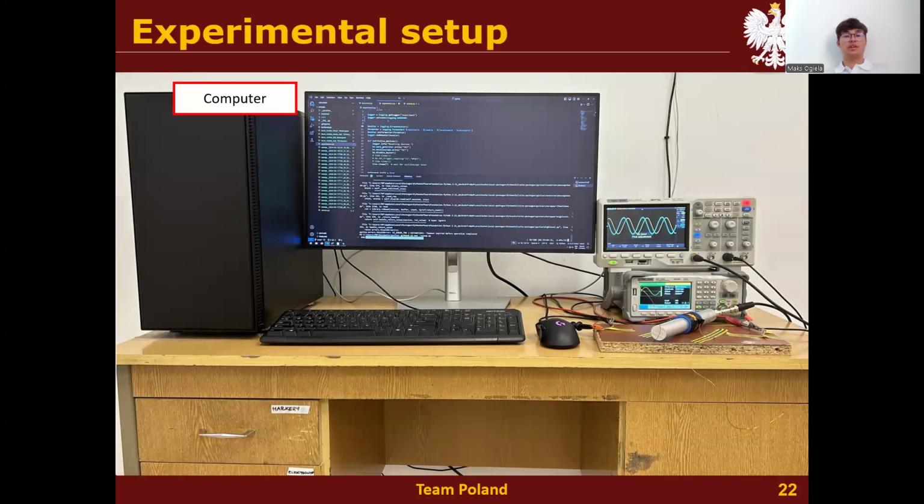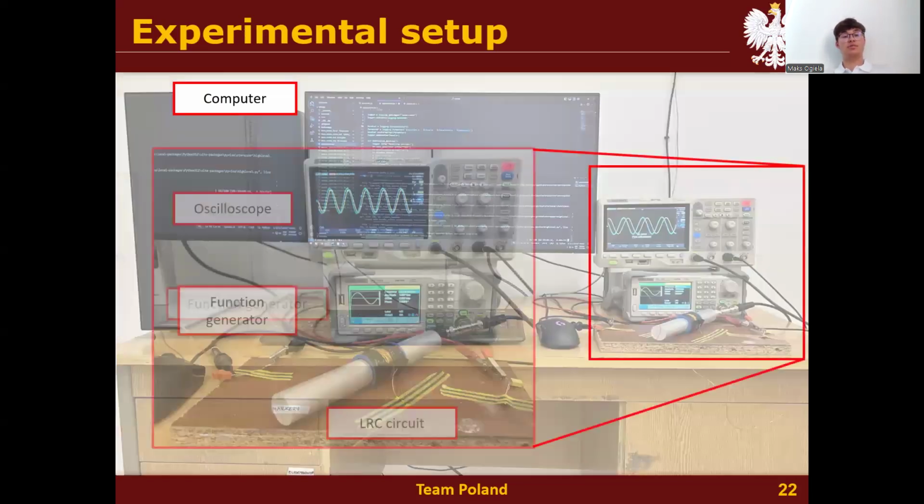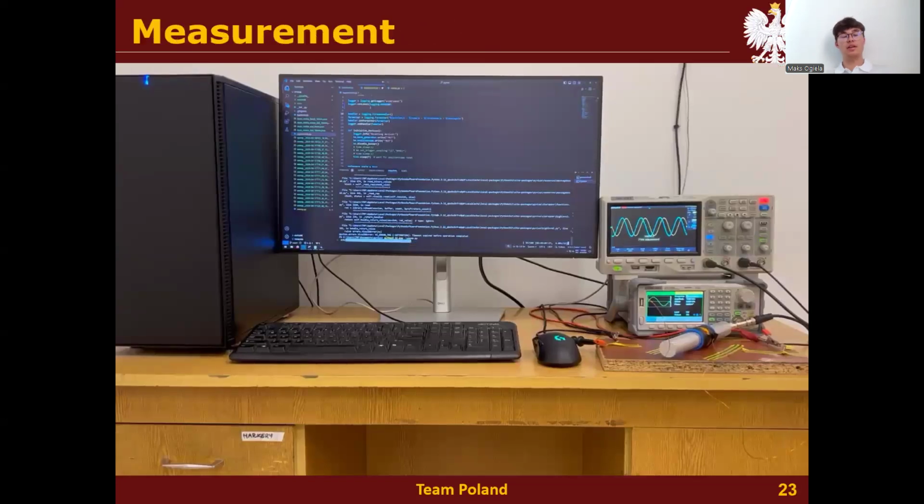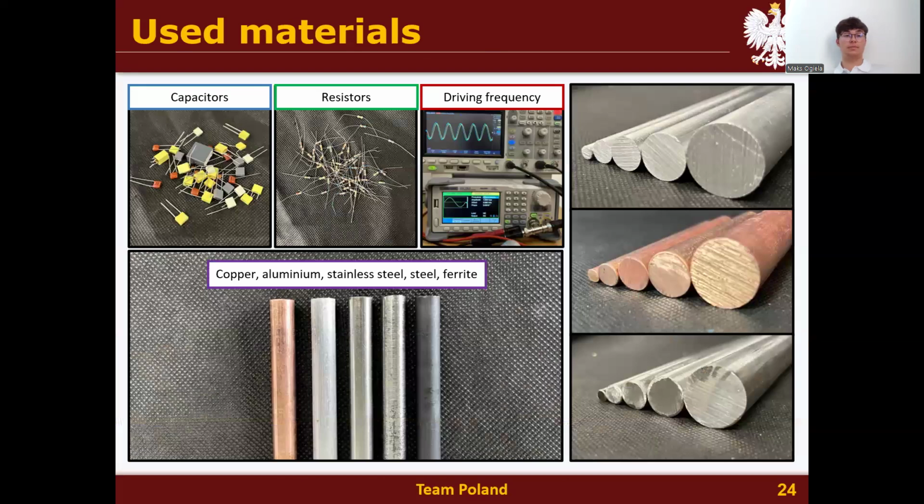Our experimental setup consists of the computer connected to an oscilloscope and the function generator, which were then connected to our LRC circuit. And using a program in Python, we were able to control both the oscilloscope and the function generator. And then during the measurements, we didn't have to do anything.